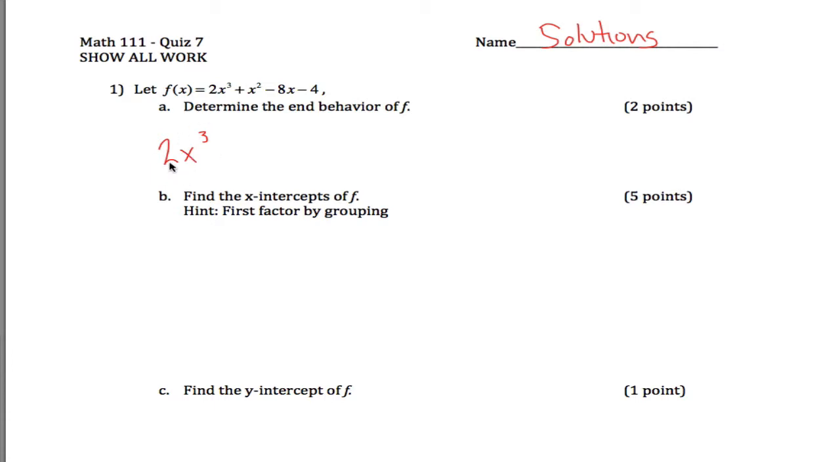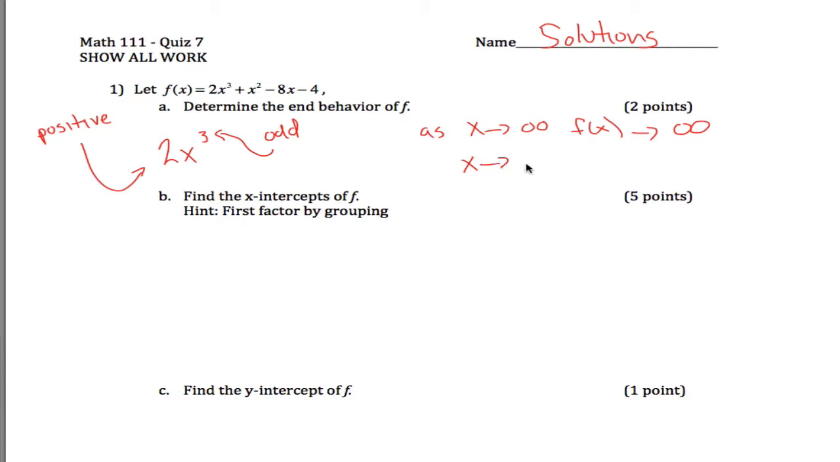If you look at 2x cubed, we only have to look at two things to figure out its end behavior. Its coefficient here is positive. Maybe I'll write that. And its exponent is odd. So what that tells us is that as we go to the right, as x gets close to infinity, the graph is going to go up. In other words, f of x will go towards infinity.